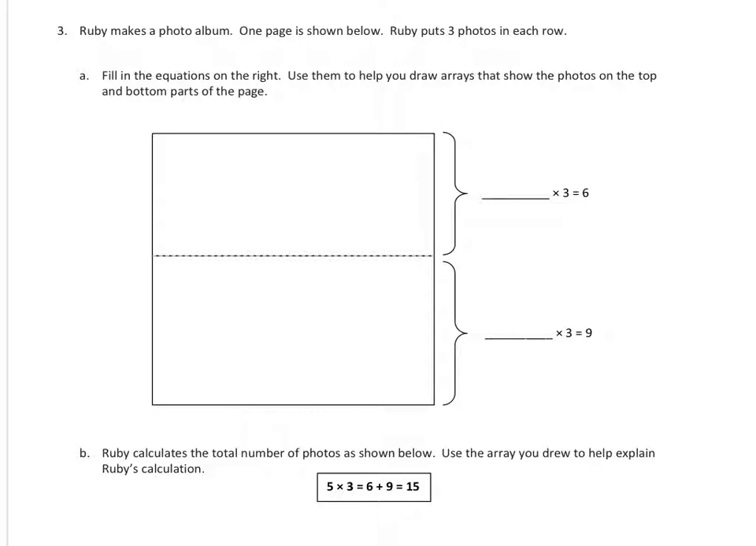So I need to figure out how many rows of photos she puts for me to have 6 photos. If I know she has 3 in each row, all I need to do is draw rows of 3 until I get to 6. 1, 2, 3, 4, 5, 6. How many rows did I draw? 2. So 2 times 3 equals 6.